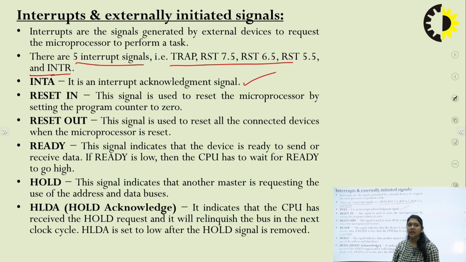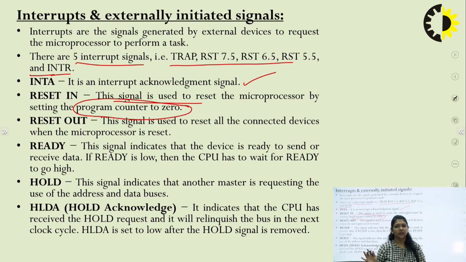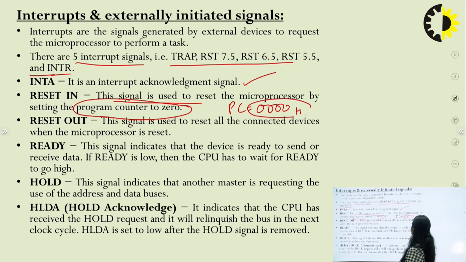Next is reset in. This signal is used to reset the microprocessor by setting the program counter to 0. Now what was the program counter doing? The program counter was holding the address of the next instruction which the microprocessor has to execute. If the program counter is 0, the microprocessor will start from 0000. So the program counter is reset, which means whatever data was there is gone.